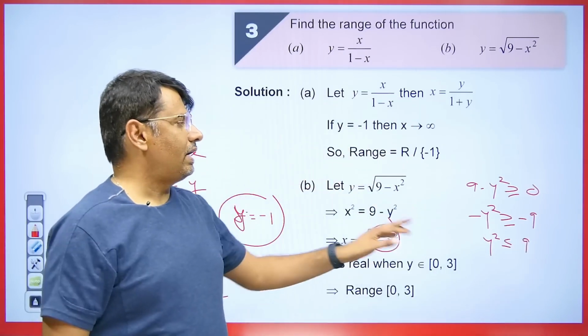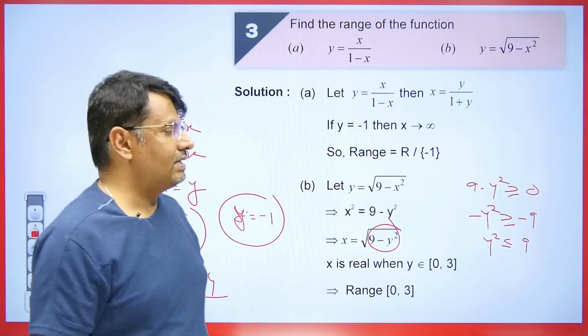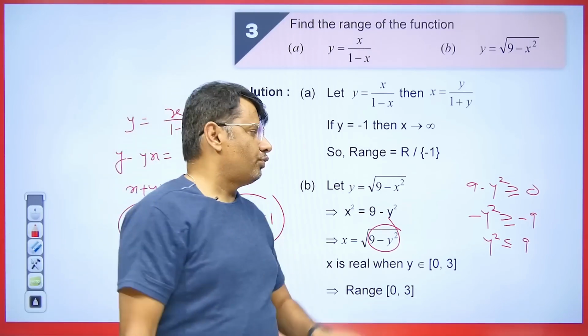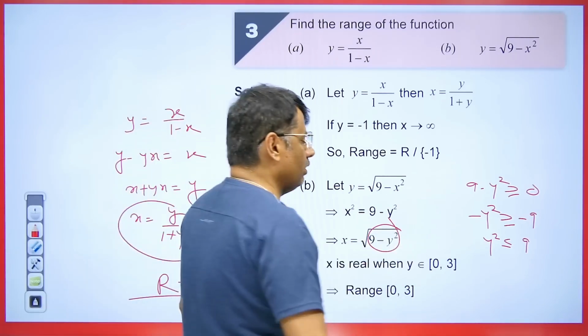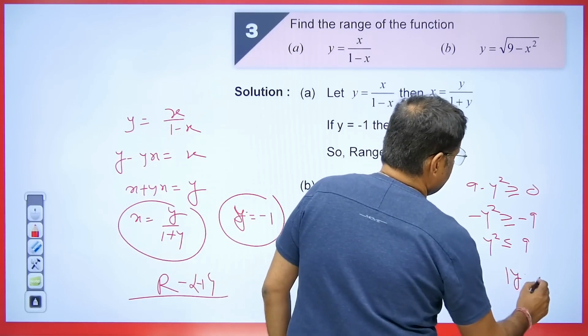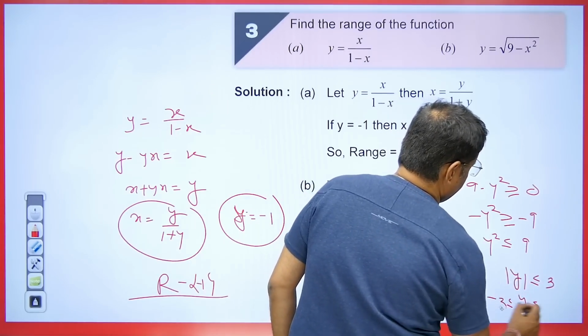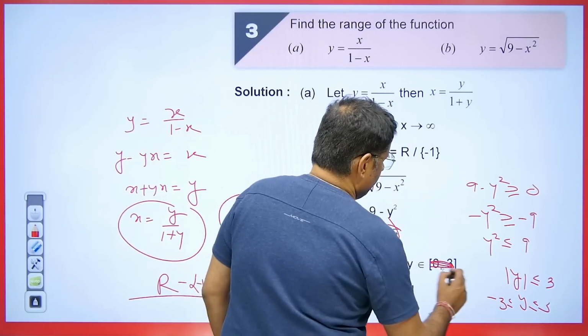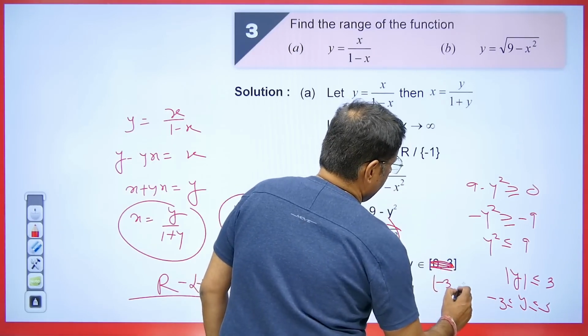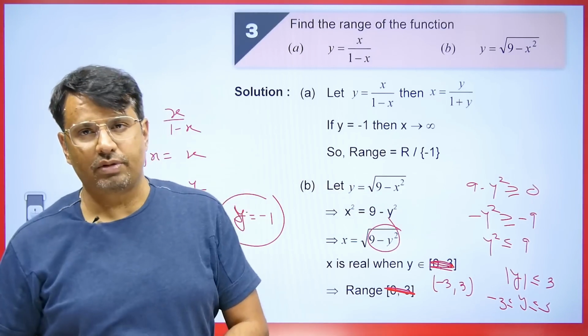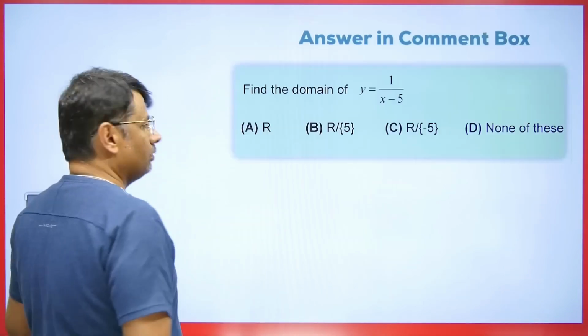After calculating the value, the answer is 3. Mod y is less than or equal to 3. This means it will be between minus 3 and 3. So, what will be the possible value of y here? Yes, tell me the value of y. Its value will be mod y less than or equal to 3. So, students, please correct it. Its range will be between minus 3 and 3. Right? You need to pay attention to that. So, this is how we solve these types of problems.